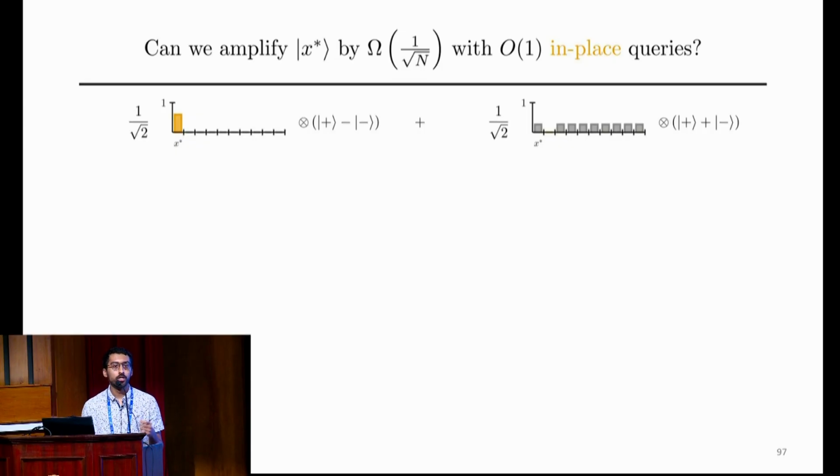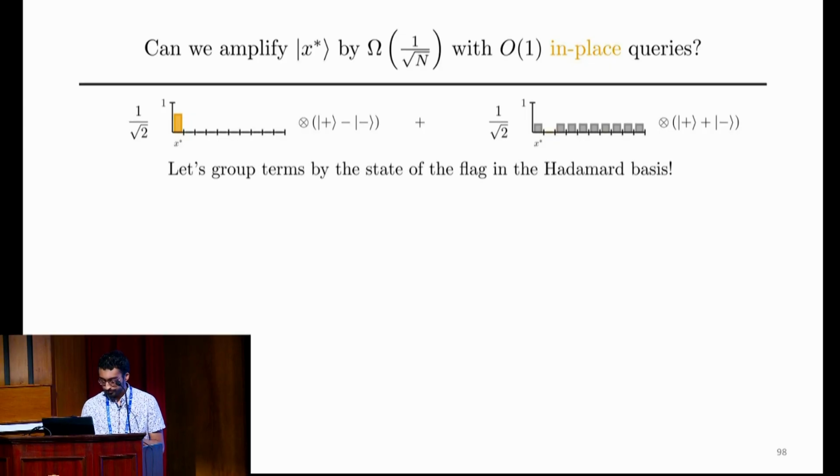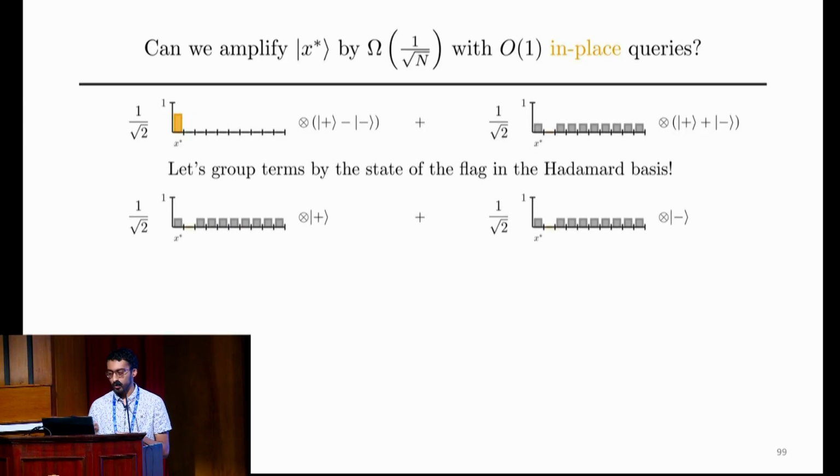And if we group terms by their state in the Hadamard basis, well, the gray bar chart will look like this. It'll get added in both branches. Both the plus flagged branch and the minus flagged branch are positive. But note that the orange bar will get added to the plus branch, but it'll get subtracted from the minus branch. And so this is great because in one branch of the wave function, we've amplified x star. But in the other branch of the wave function, we've actually dampened it. The probability of measuring x star is lower than we wanted.